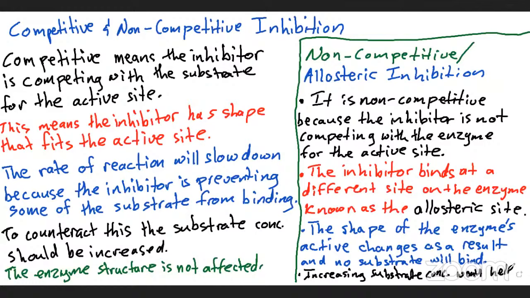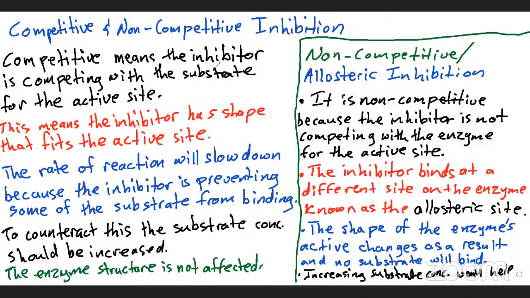So in allosteric or non-competitive inhibition, the inhibitor is not going to bind to the active site. It is going to bind somewhere else on the enzyme. However, when it does that, it changes the shape of the active site. So what is the purpose of the inhibitor? No, we don't want the inhibitor, you know. The inhibitor is going to slow down the rate of reaction. Like cyanide poisoning, it's a respiratory inhibitor.